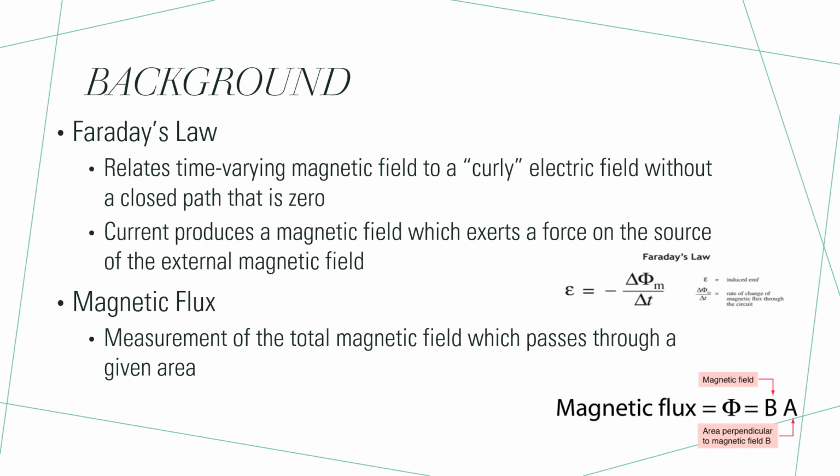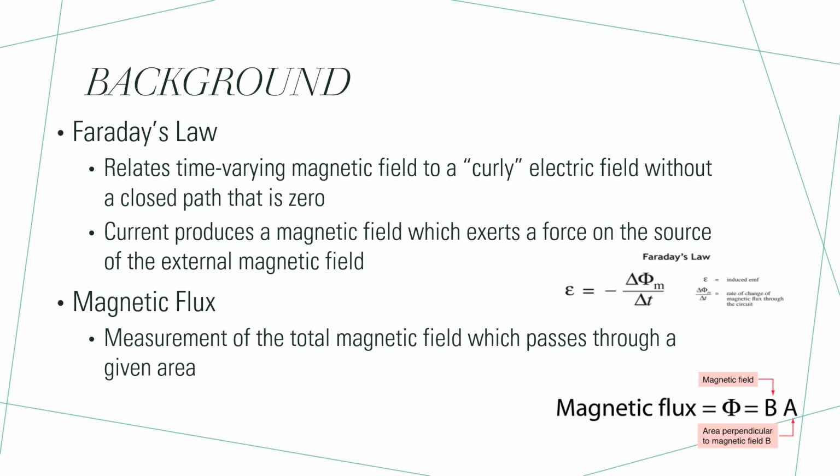Some background on the concepts that are being covered first includes Faraday's law. Faraday's law relates a time-varying magnetic field to a curly electric field without a closed path that is zero. So that current produces a magnetic field which exerts a force on the source of the external magnetic field. Now the equation for this is that the induced EMF is going to be equal to the opposite of the rate of change of the magnetic flux through the circuit. So that's going to be your delta magnetic flux divided by the change in time.